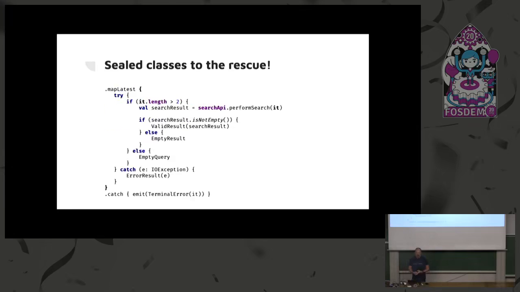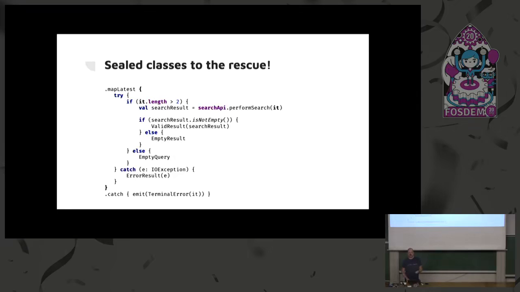So what we do in the mapLatest, we just expand that one. We wrap it in a try-catch. Inside it, we make a check if the search string was long enough. If it wasn't long enough, then we return an empty query. If we didn't get a search result, we return an empty result. If we got a valid result, we return that.